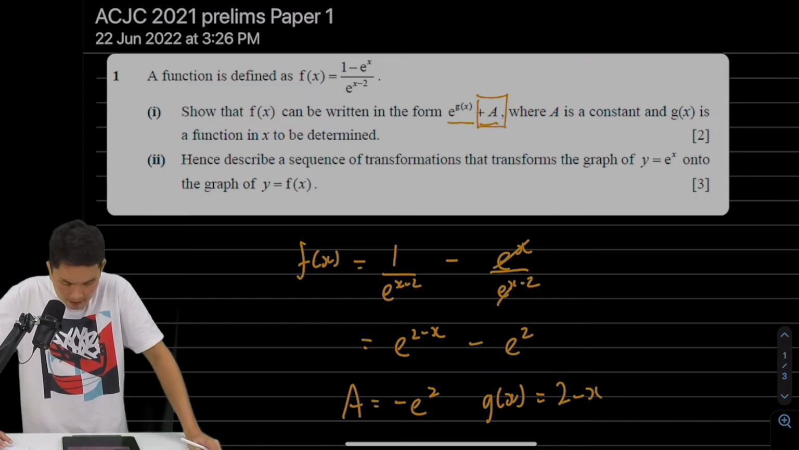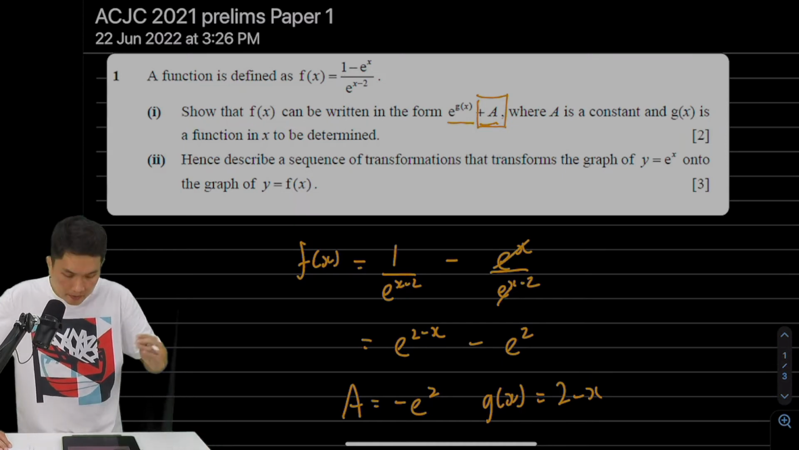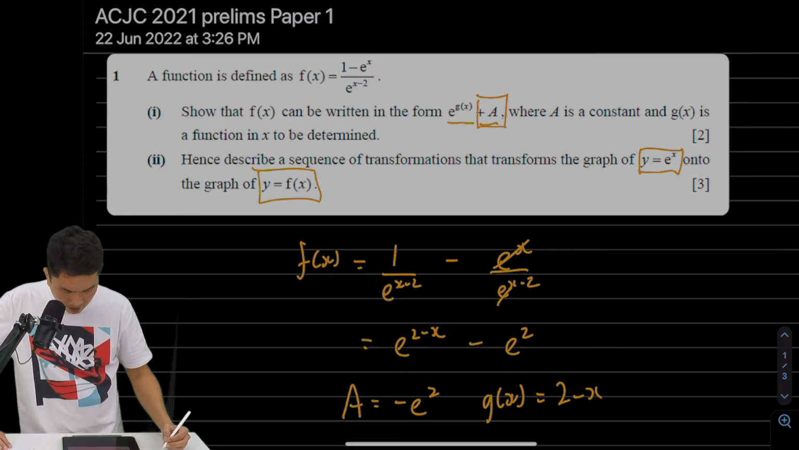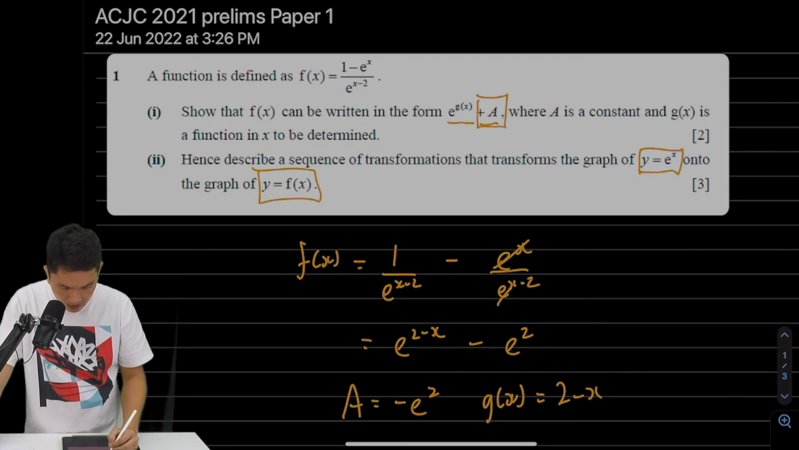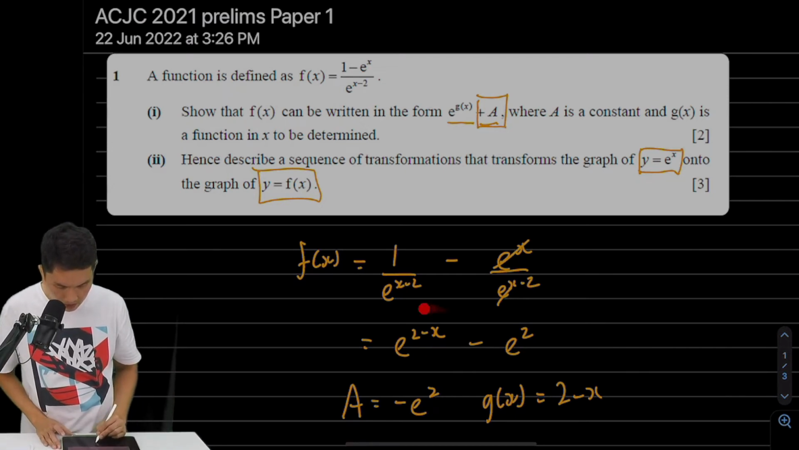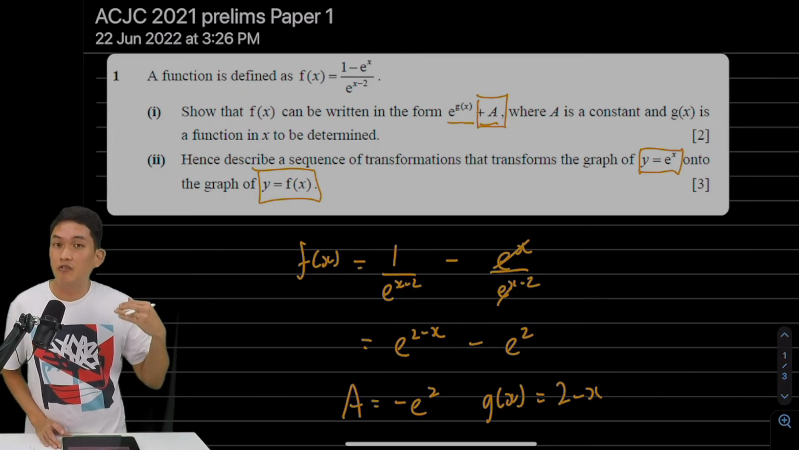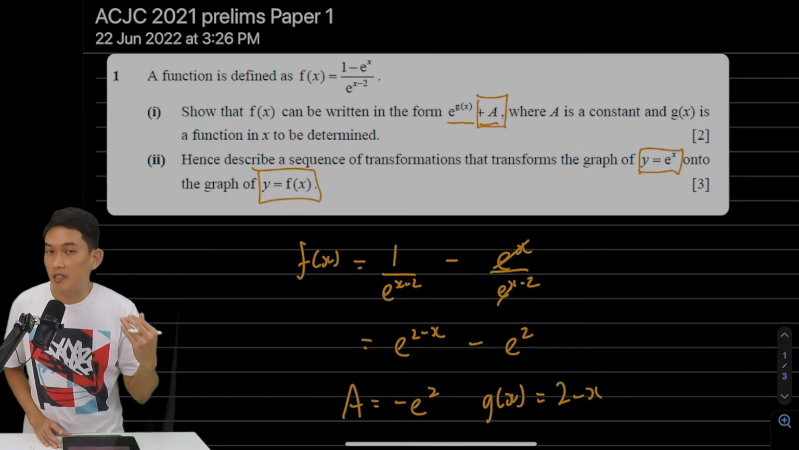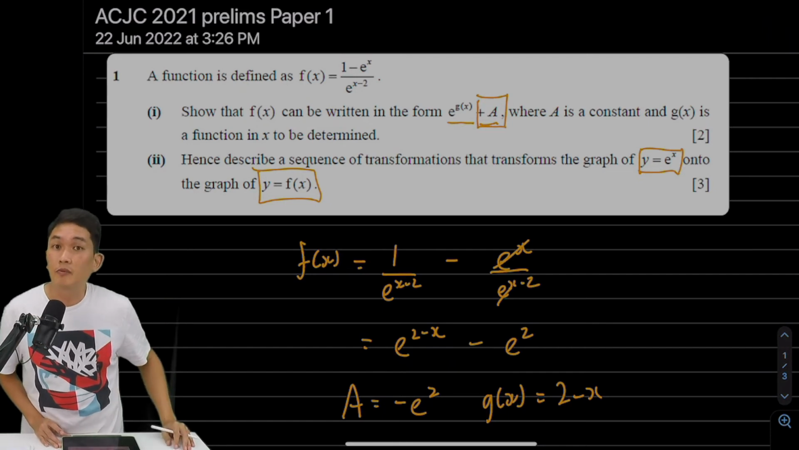Part 2 says that hence, can you describe a sequence of transformations? We want a few transformations to happen that will map this into f of x. So first of all, you can see that instead of e to the power x, we have e to the power of 2 minus x. So first thing I might do is change e to the x to e to the negative x, and then from e to the negative x to e to the power of 2 minus x, and then finally I'm going to add on a, which is just a translation in the y-axis.